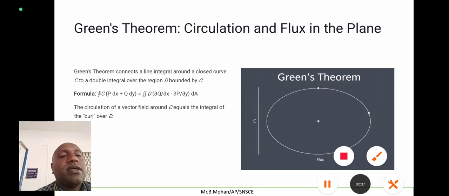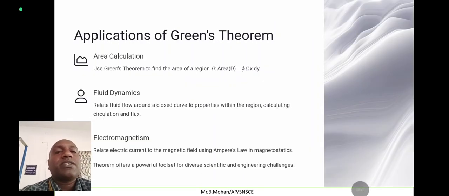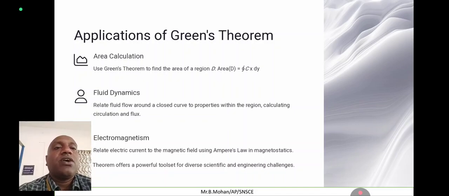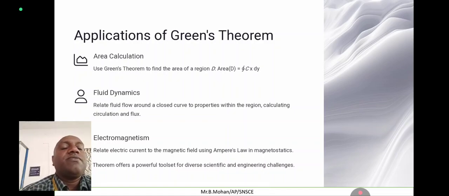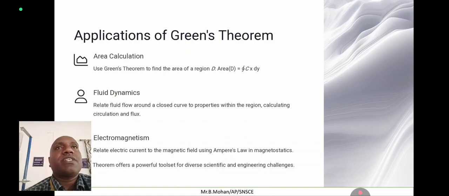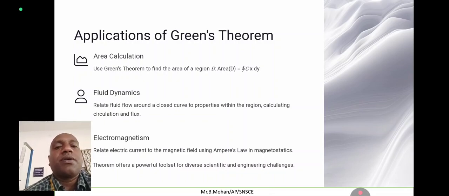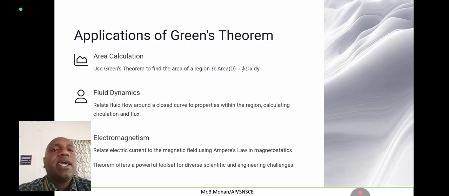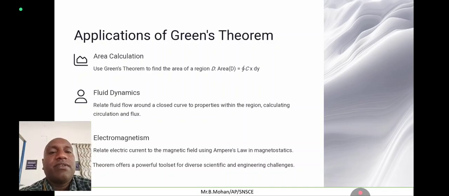Now the applications of Green's theorem: area calculation, fluid dynamics, and electromagnetism. Area calculation uses Green's theorem to find the area of a region D. The area of D is given by the closed-curve integral of x dy or y dx. This is used in Green's theorem to give accurate results.